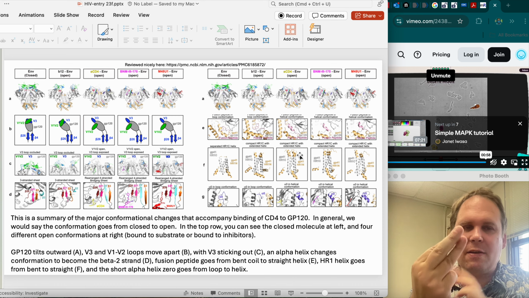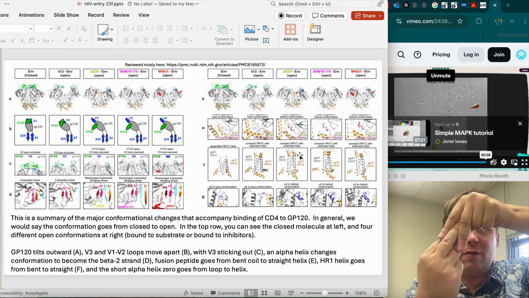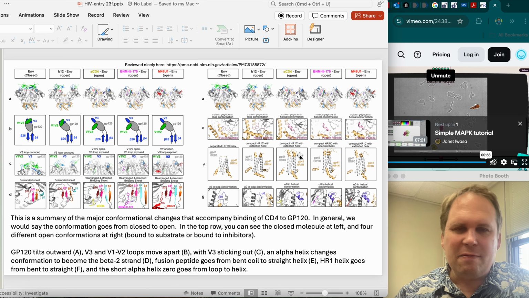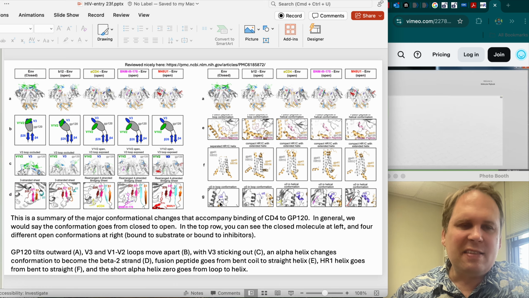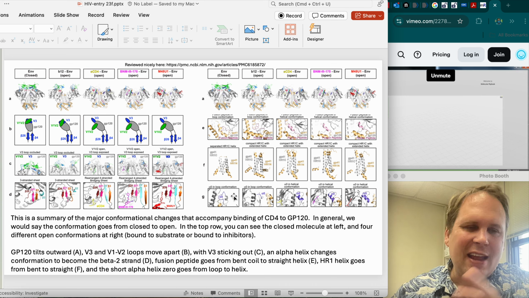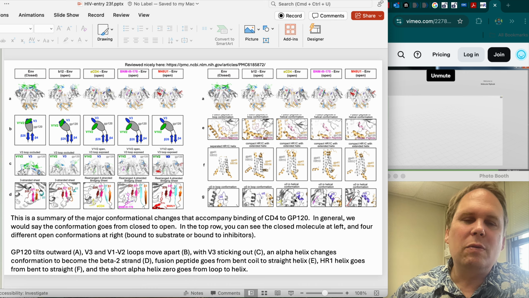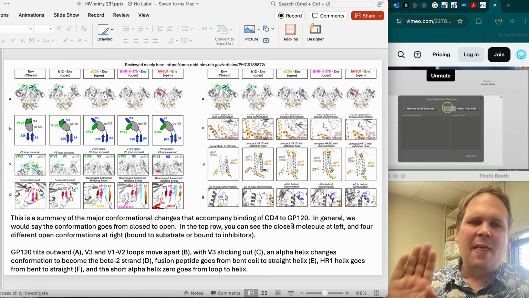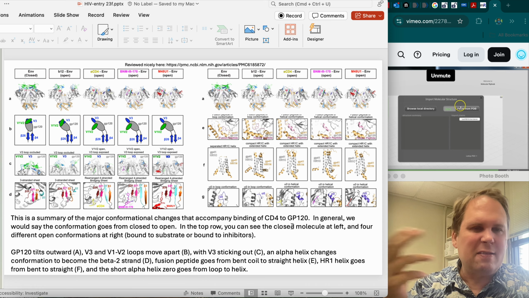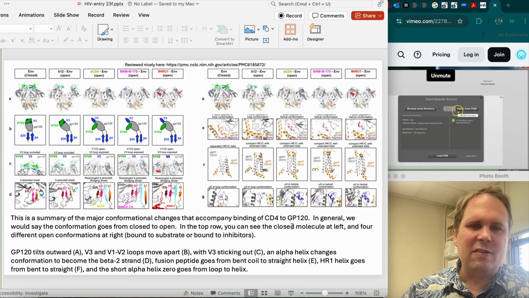Those 3 stay together, and the heptad repeat 2s are going to bind on the outside of it, just like that, later on in the fusion process. The last thing that happens, and this is just like a bookkeeping thing, is you get this region that is not an alpha helix. They call it alpha 0 because it's not an alpha helix, and it's going to turn into an alpha helix. That is another marker of CD4 binding, and it's a decent sized structural change.